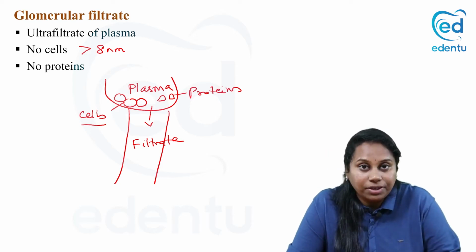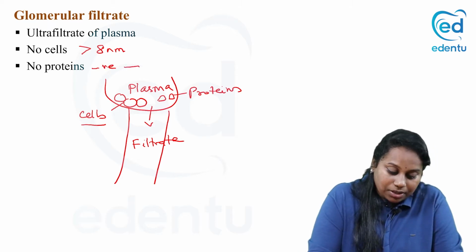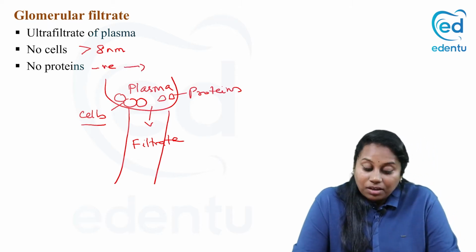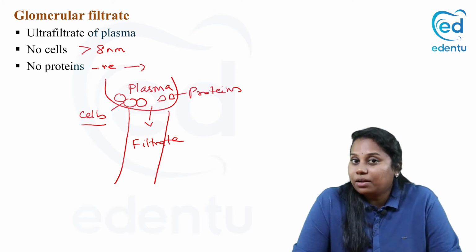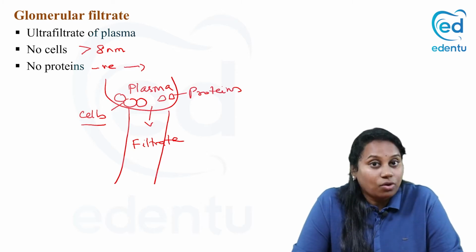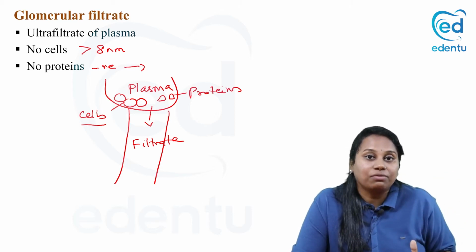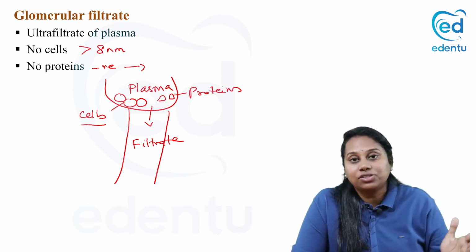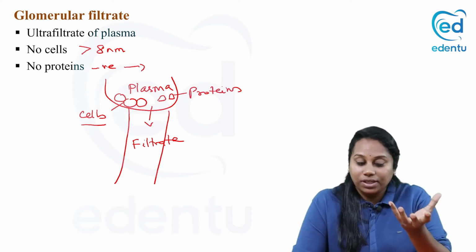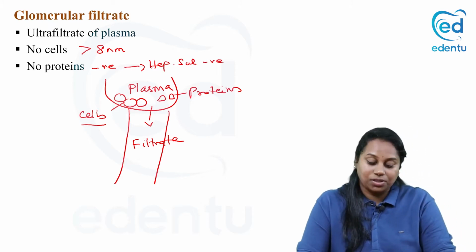Why are proteins not filtered? Proteins are negatively charged particles. You know that the glomerular basement membrane is made up of heparan sulfate. What is the charge of heparan sulfate? That is also negatively charged. So this negatively charged heparan sulfate will repel the negatively charged proteins. That is why proteins are not filtered, because of heparan sulfate, which is also negatively charged.